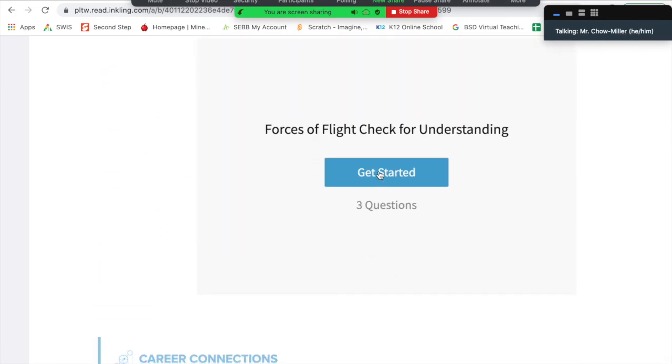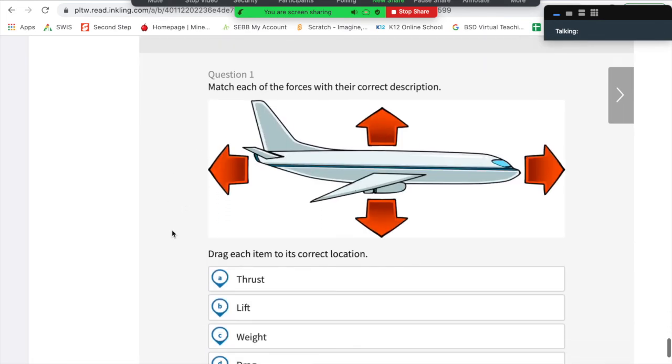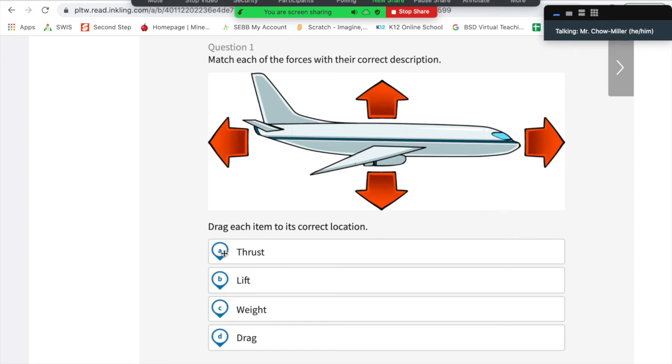Let's do a three-question check for understanding. Okay, let's see. Madison, thrust. Tell me where to drag the letter A. The arrow in front of the plane. Boom. All right, lift. Ella, tell me where to drag the B arrow. To the arrow pointing up. Weight. Connor Martin, tell me where to put the weight letter. The arrow pointing down. Okay, Nicholas, if everybody else is correct, where should I put this one? The arrow pointing to the left. Okay.